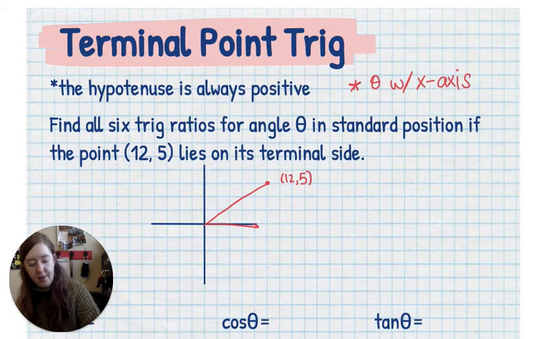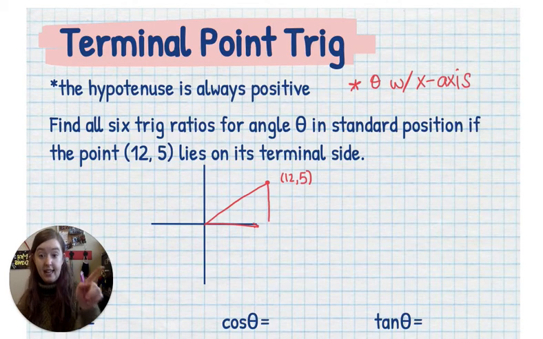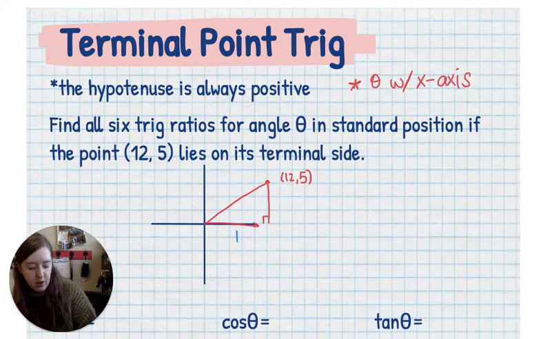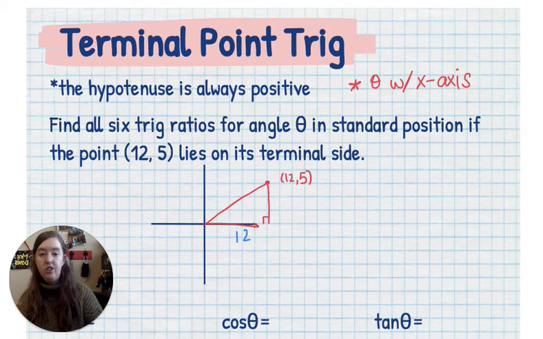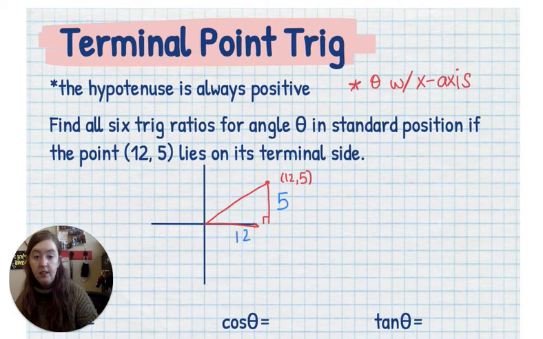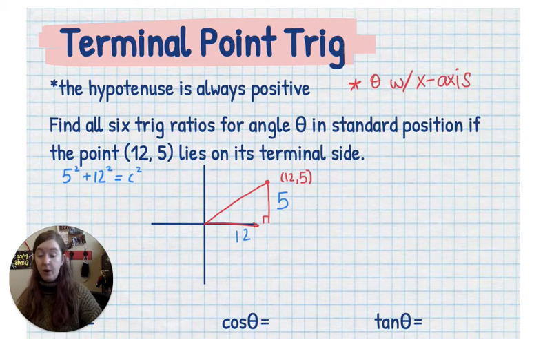So with that, I'm going to make a triangle, remember, with my x-axis. Now, to get to the point (12, 5), I had to go over 12, so I know that length of my triangle is 12. And I had to go up 5, so I know that length is 5. So how do we find the last side of a right triangle? Pythagorean theorem, right? So we're going to do 5 squared plus 12 squared equals c squared. Or you know your Pythagorean triples, and you know that your hypotenuse is going to be 13.